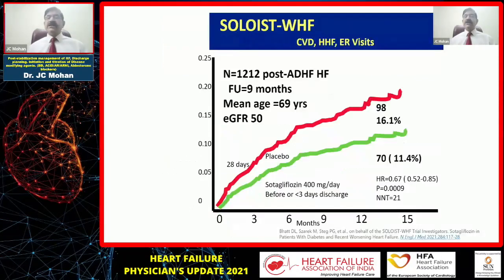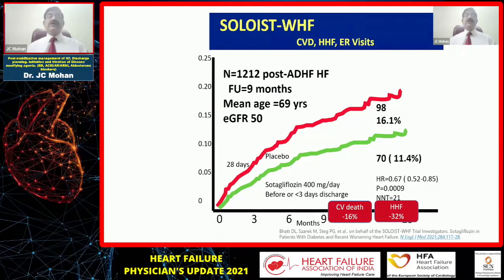The next agents are, of course, SGLT2 inhibitors. The best trial one can think of in a stabilized HFrEF patient is the SOLOIST-WHF trial, and although a small trial abruptly terminated, clearly giving sotagliflozin in these patients reduced the primary endpoint of death and hospitalization for heart failure by 33%. There was a decrease in cardiovascular death, and there was a significant reduction in hospitalization for heart failure.